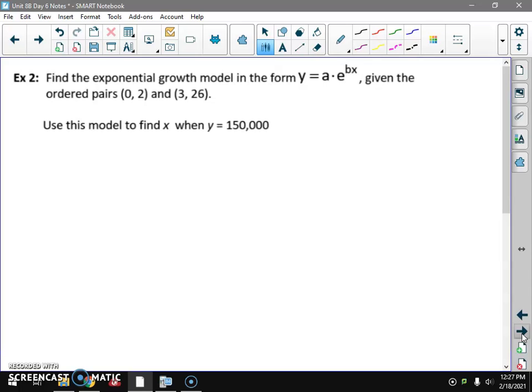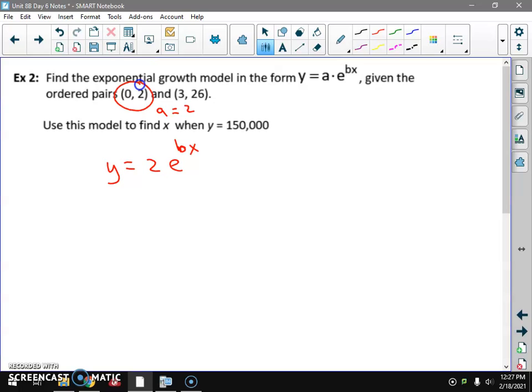Okay, exponential growth. A e to the bx, exactly the same as always. Use this model to find x when y equals 1500. So let's first set it up. If I know 0, 2, what do I know? A is 2. So what do I have? I have y equals 2 e to the bx.